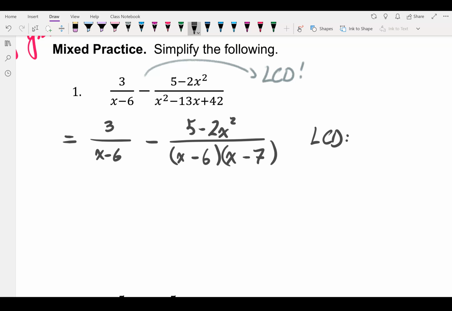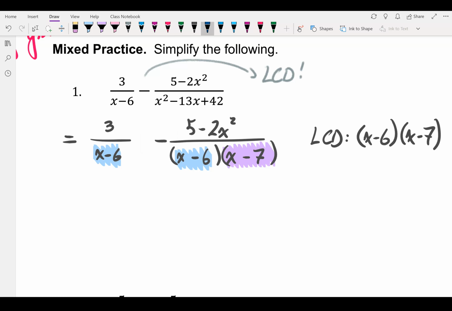Hopefully you're getting better at the LCD. We can see that each of them shares an x minus 6. So x minus 6 is definitely part of this LCD, but the second fraction has an x minus 7 that the first fraction doesn't have. So we're going to need to add that to the first fraction. So I can probably just do that in this same step. I'll just scooch this over a little bit.